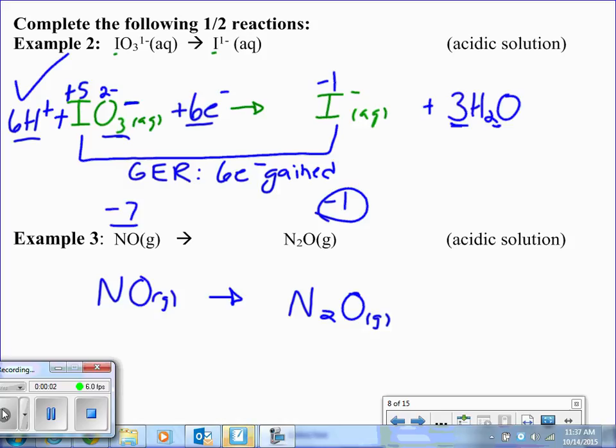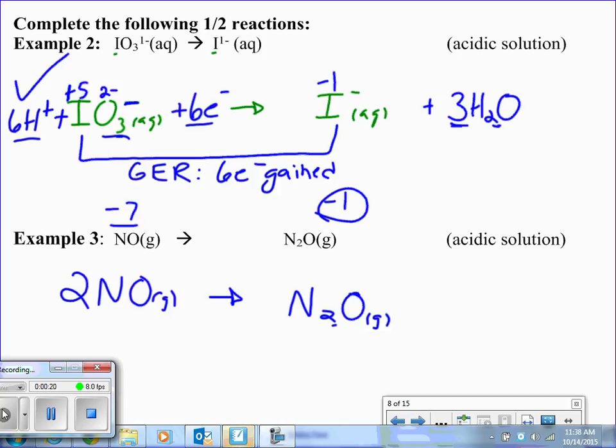Okay, example 2. Again, we have another half reaction here. So if we follow the steps, step 1, balance all except O and H. So here we do have nitrogens. On the product side, I have 2, reactant side, I only have 1. So I'm going to put a 2 there. So we're done step 1.